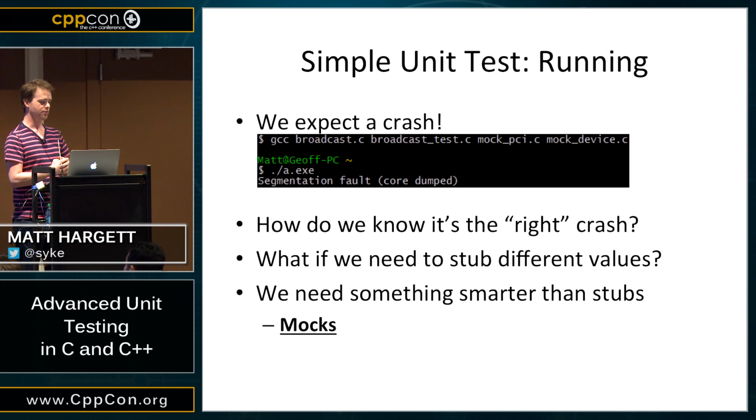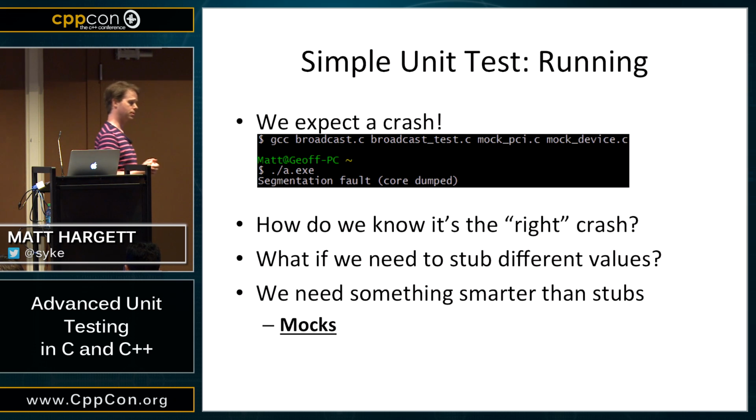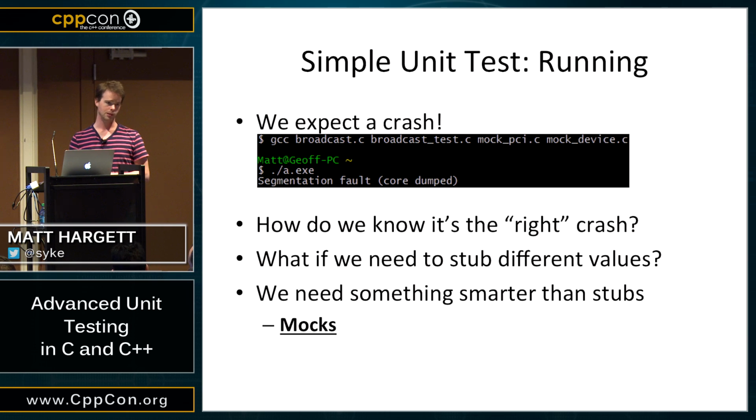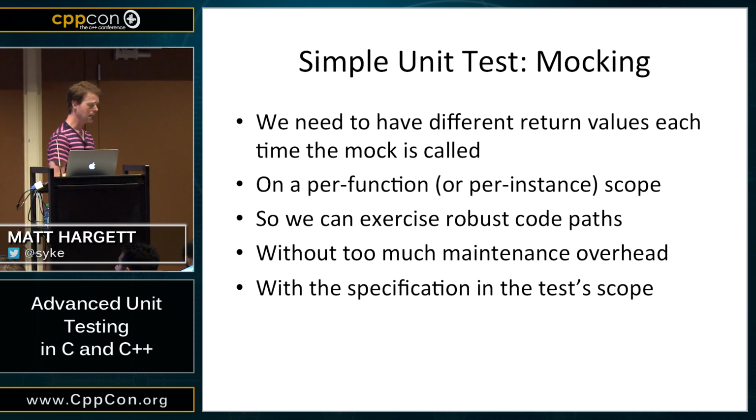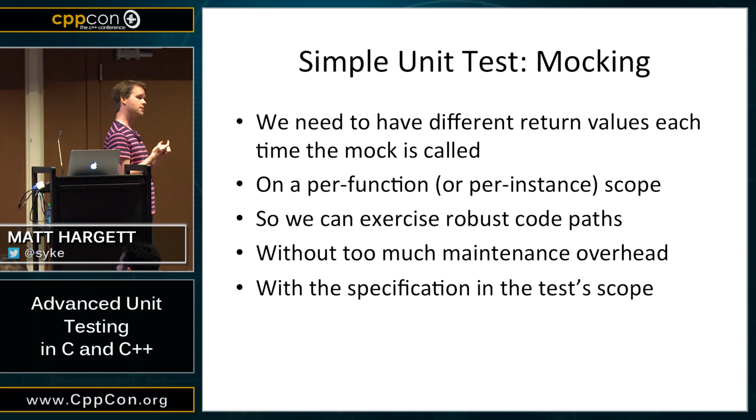And what if we need to stub different values? Our implementation of that function, that stub, just returns null. But what happens if we need to return non-null or have a series of return values? Like I want to return something good, something good, something good, something bad. So we need something smarter than stubs, which is mocks. We want to use mocks when we need a different return value each time the mock is called, on a per function basis if we're talking about C or global functions, or per instance if we're talking about object instances in C++. We need to do that so we can exercise robust code paths.